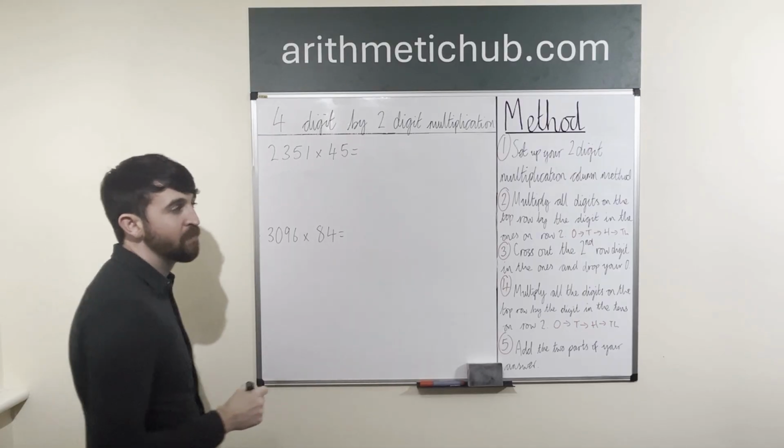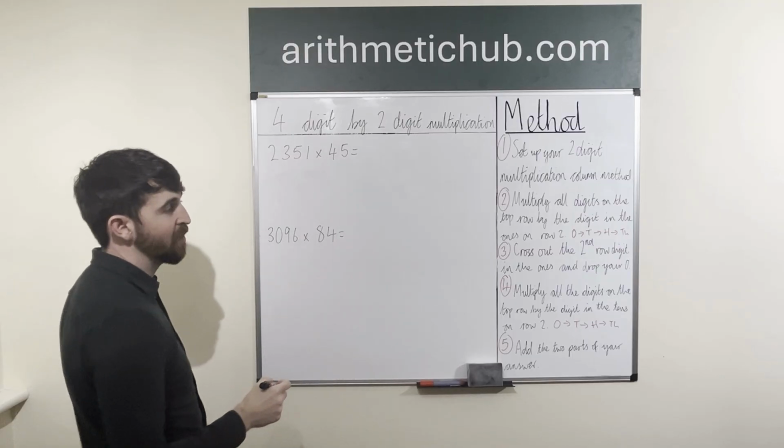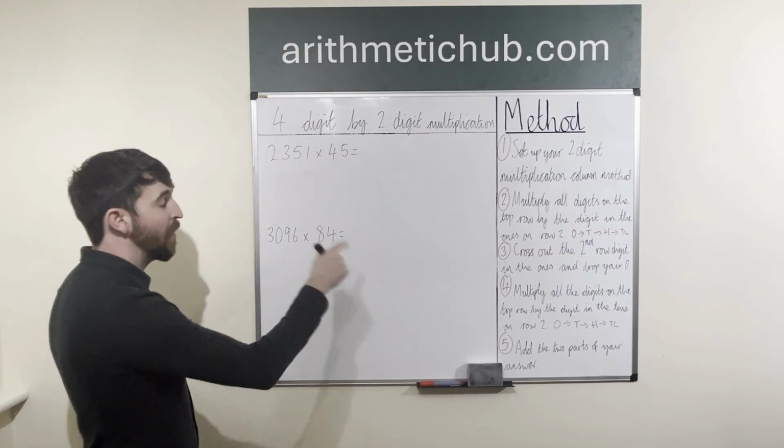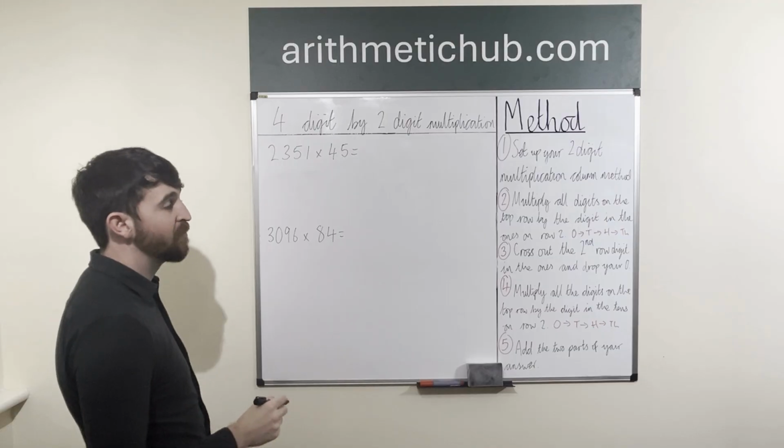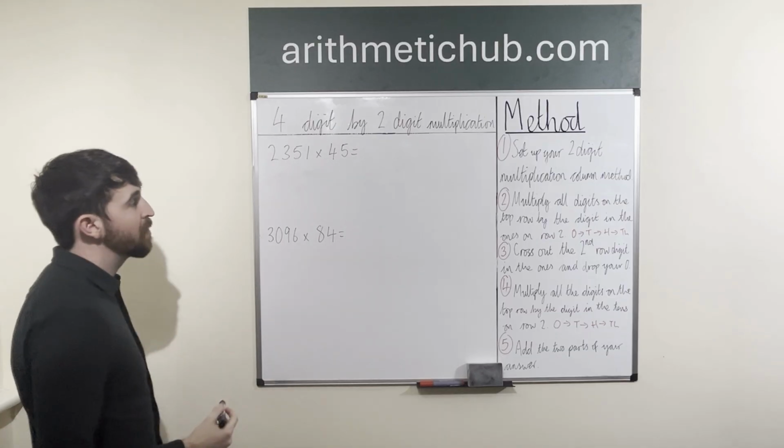The second part says, multiply all digits on the top row by the digit in the ones on the second row, or row 2. And then the third part says, cross out the second row digit in the ones and drop your 0. So we're just going to go to that point.